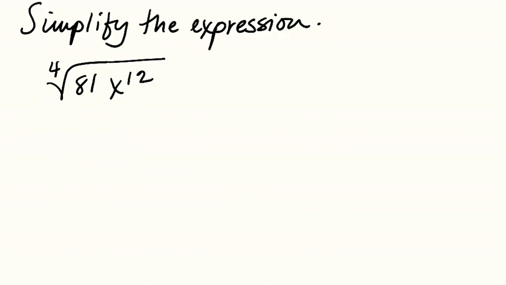Next in the packet, we've got a bunch of things that want to be simplified. You want to assume the variables are positive, and you want to rationalize the denominator. Okay, well, this is the thing where we're going to use that property I was talking about earlier, where we can split this off into the 4th root of 81 and the 4th root of x to the 12th.